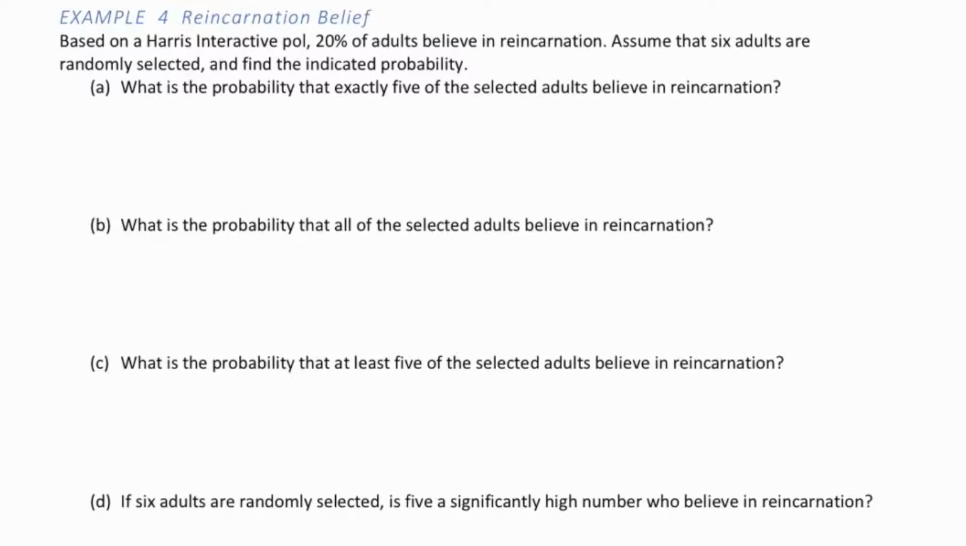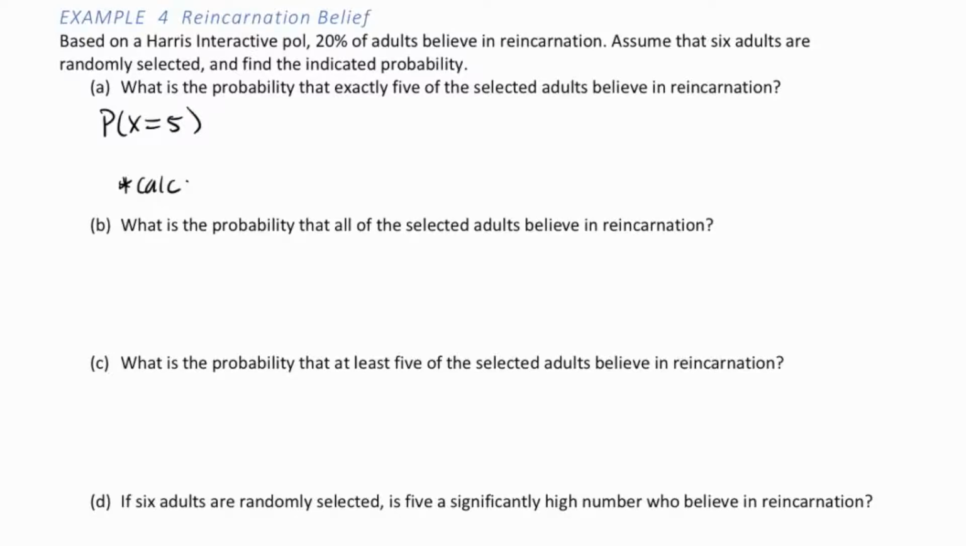So reincarnation belief. Based on a Harris Interactive poll, 20% of adults believe in reincarnation. Assume that 6 adults are randomly selected. Find the indicated probability. So for part A, what is the probability that exactly 5 of the selected adults believe in reincarnation? We want the probability of x equals 5.